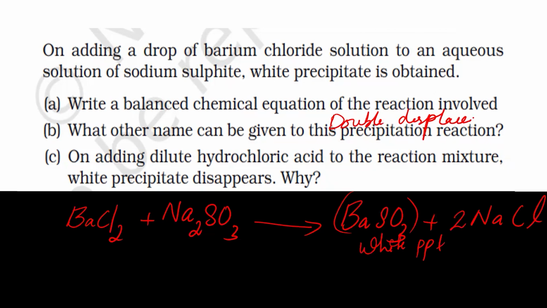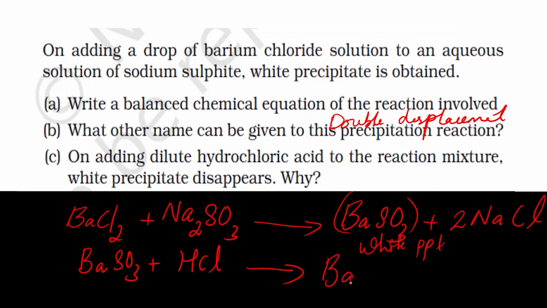Then on adding dilute hydrochloric acid to the reaction mixture, what we get here is barium sulfite, BaSO3. Just add hydrochloric acid to this barium sulfite. So what will you get? You will again get barium chloride along with the evolution of gases, SO2 plus water, because you have to balance like this.